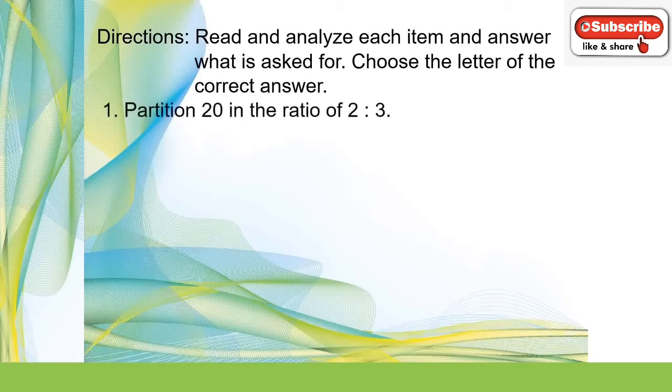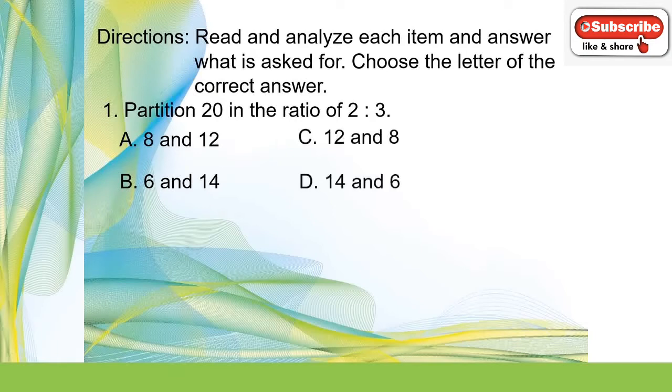Number 1. Partition 20 in the ratio 2:3. A. 8 and 12. B. 6 and 14. C. 12 and 8. D. 14 and 6. Write your answer now. Time is up. The correct answer is letter A.